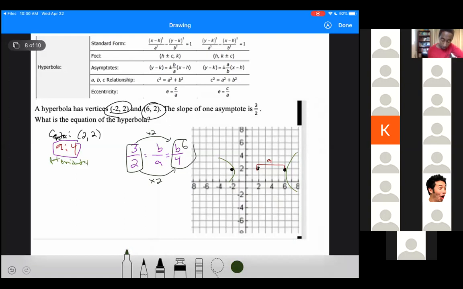And so really we don't have to write the equation of the asymptote. We just need the equation of the hyperbola, but that's all the information we need because we know that it's horizontal. We know we're using this equation. We have the center. It's going to be x minus 2 squared over A squared, which is 4 squared, 16.